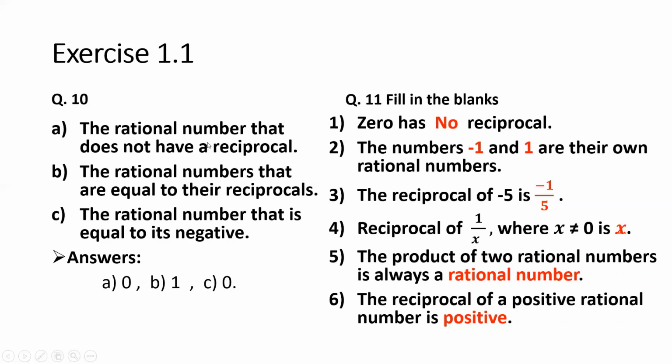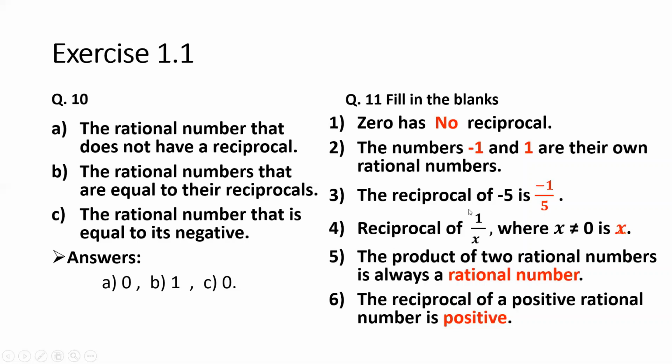First statement is same as that of first statement of question number 1, that 0 has no reciprocal. So 0 has no reciprocal. Again, number 2 is numbers minus 1 and 1. These are the numbers which are their own reciprocals.